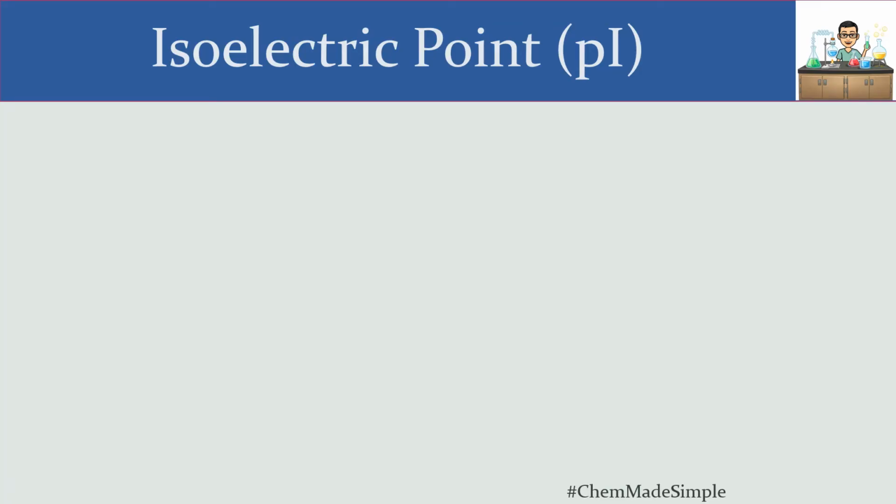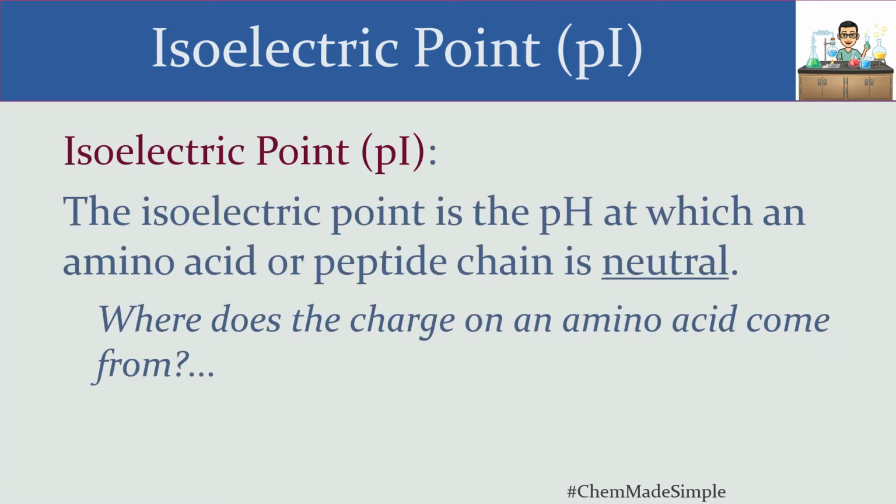Today we're going to take a look at some strategy as it relates to biochemistry. In particular, we're going to take a look at the isoelectric point. The isoelectric point is a particular pH, and it's the pH that allows our amino acid or our peptide chain, because sometimes we're looking at a whole bunch of amino acids together, to be neutral in terms of its charge.